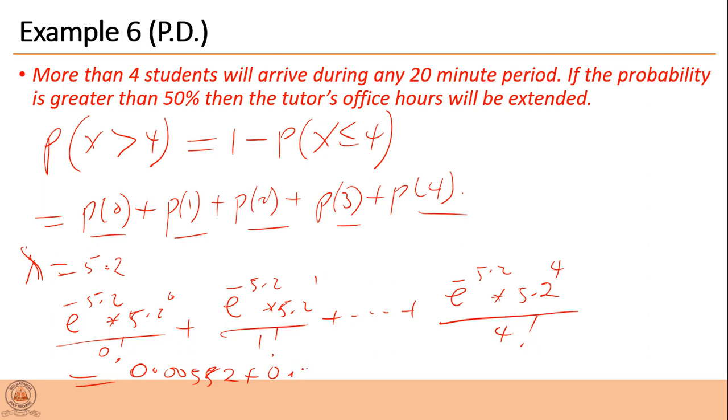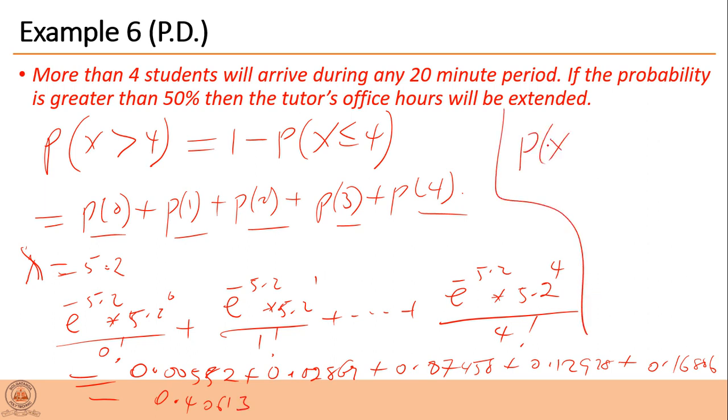At the end we expect these values: 0.0052 plus 0.028 plus 0.0745 plus 0.12928 plus 0.1681. If we add all these, we should get 0.406.